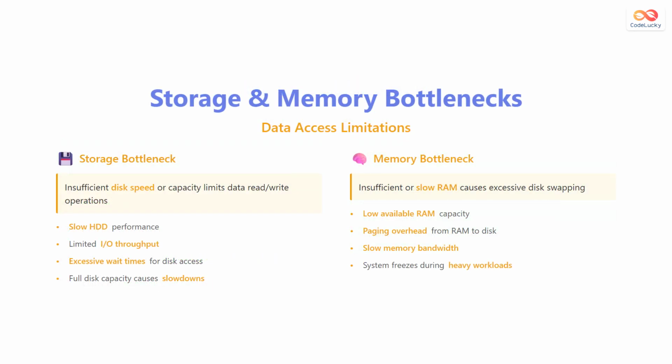Storage bottlenecks occur when your disk drive is too slow or full, limiting how quickly data can be read or written. Memory bottlenecks happen when you have insufficient RAM, causing your system to swap data to slower disk storage. Both result in significant performance slowdowns, system freezes during heavy use, and excessive wait times for data access.